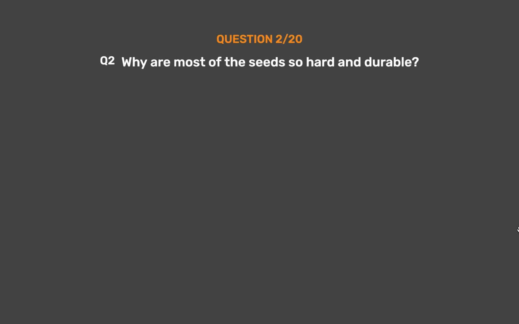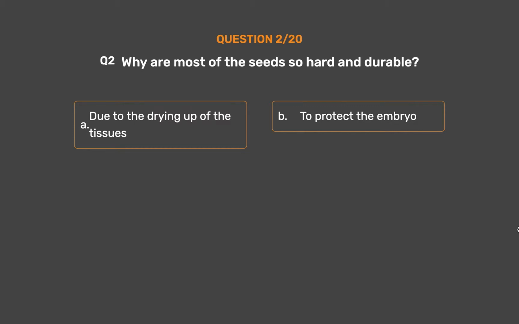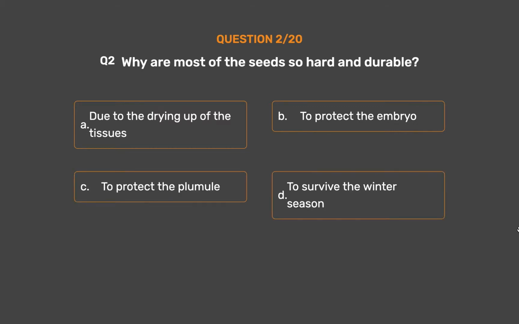Question number 2. Why are most of the seeds so hard and durable? Option A. Due to the drying up of the tissues. Option B. To protect the embryo. Option C. To protect the plumule. Option D. To survive the winter season.